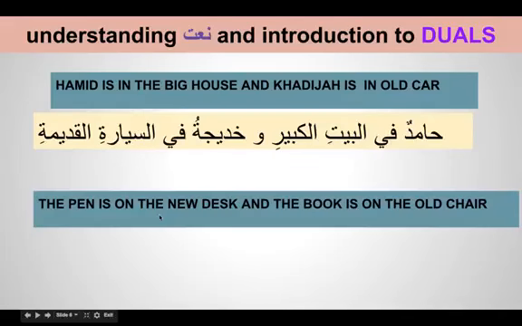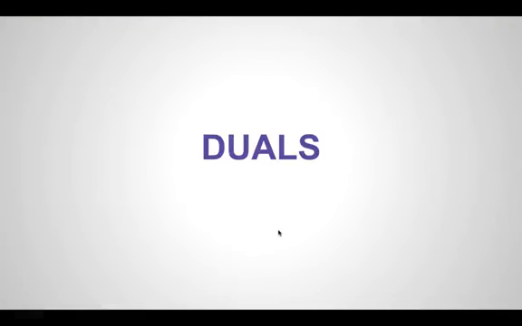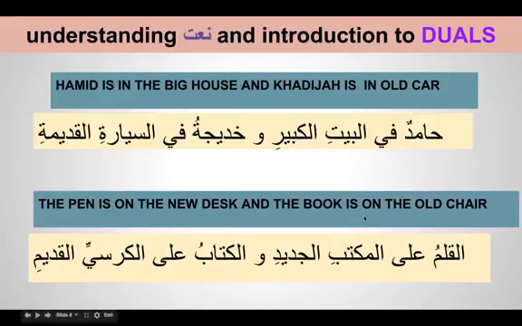So the pen is on the new desk. So I would say al qalamu ala. So there's no connection between al qalam and ala. So we got mubtada and khabar. Ala is harf jar, so we have ism majroor. So here ism majroor is desk, and this is naat. So we put ism majroor first, alal maktabi, and new is jadid. So we'll say alal maktabil jadidi. Al qalamu alal maktabil jadidi wal kitabu ala kursil qadimi.